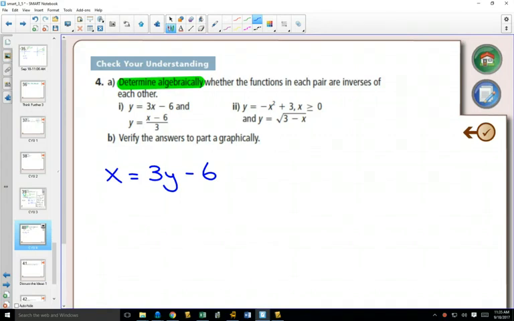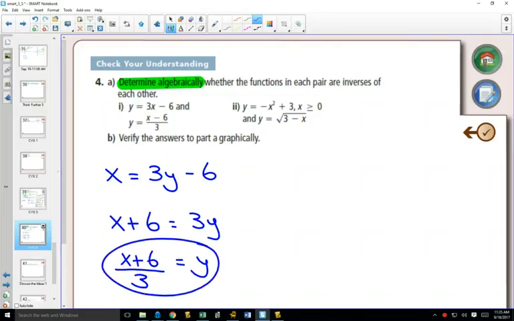How do I solve for y? I'm going to move the 6 over. I'm going to get x plus 6 equals 3y. Divide by 3. And now that is the equation of the inverse. Does it match the other one that they gave us? No.